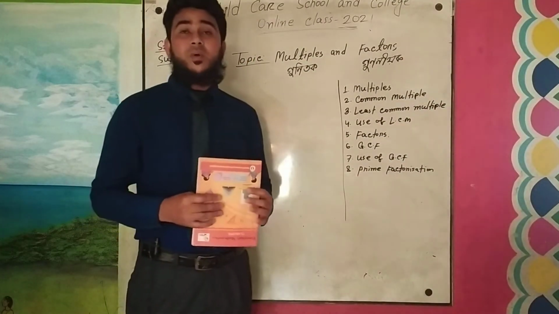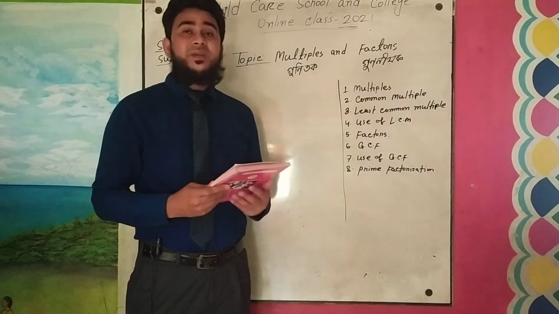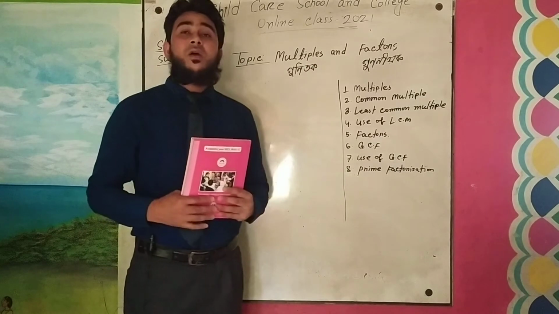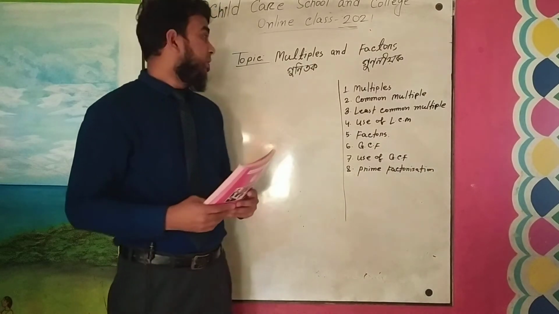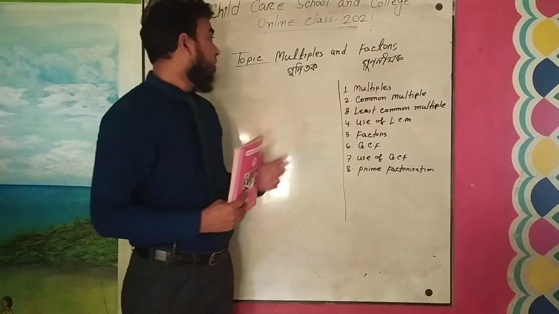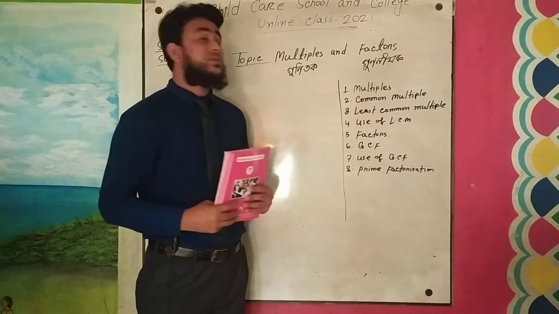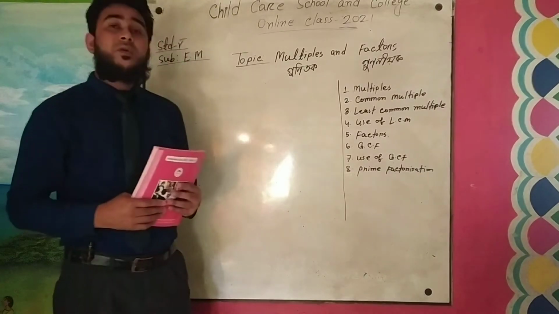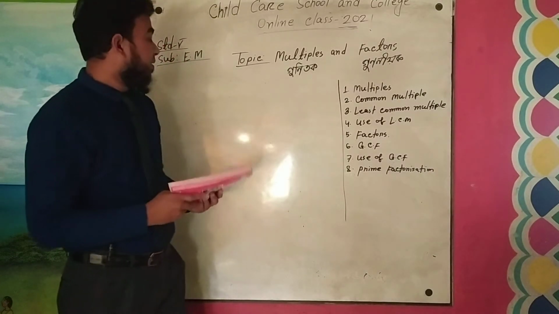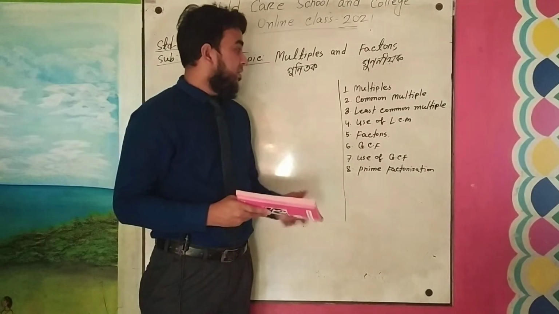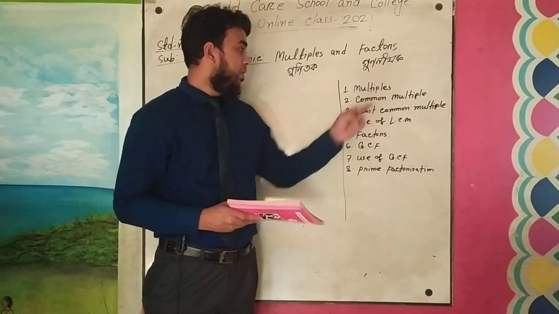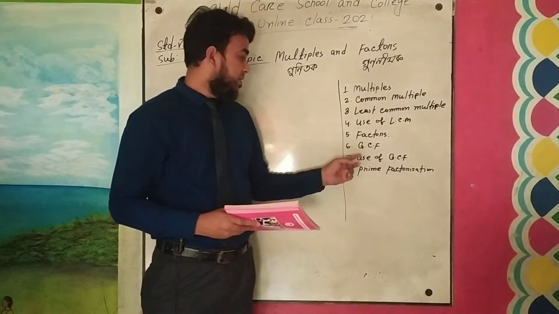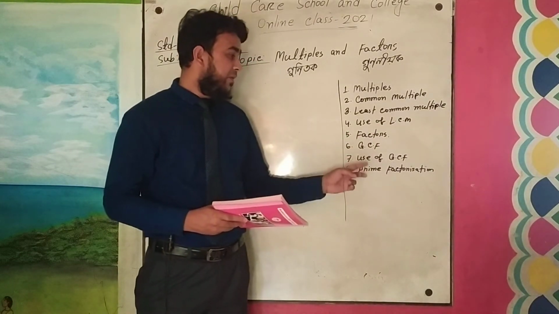Now I am going to discuss your elementary mathematics. Today I have selected the topic: multiples and factors. You have already noticed this in your book. You know that multiples means Gunitok and factors means Guniyok. Here I have written some important topics of this chapter: multiples, common multiple, least common multiple, use of LCM, factors, GCF, use of GCF, prime factorization.